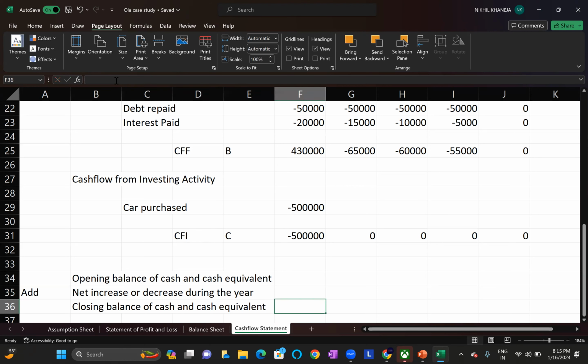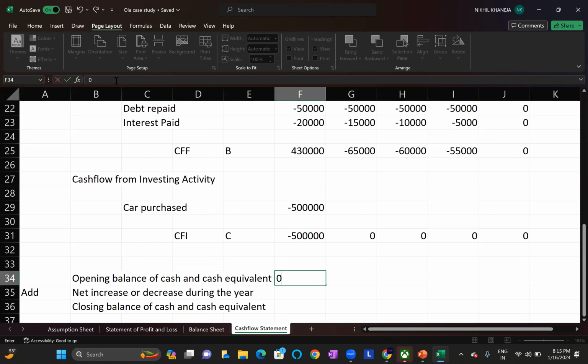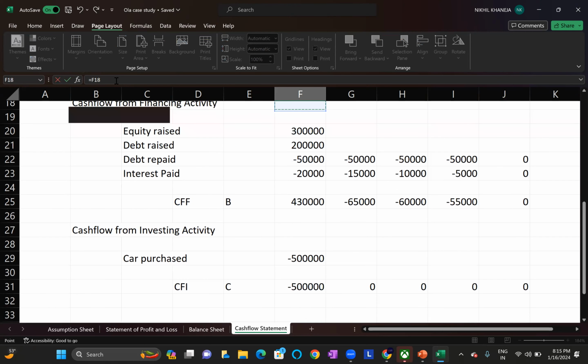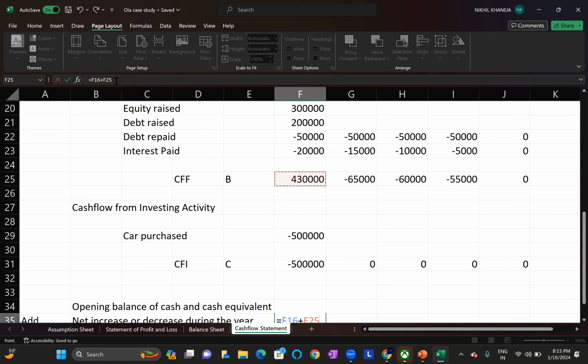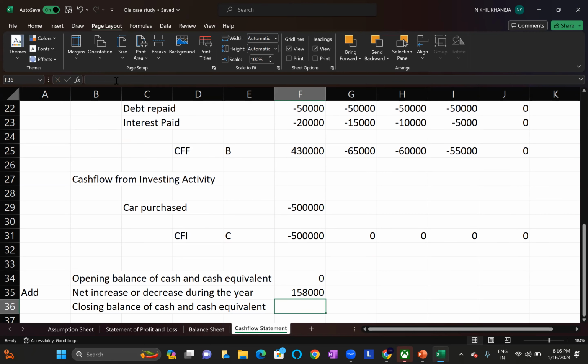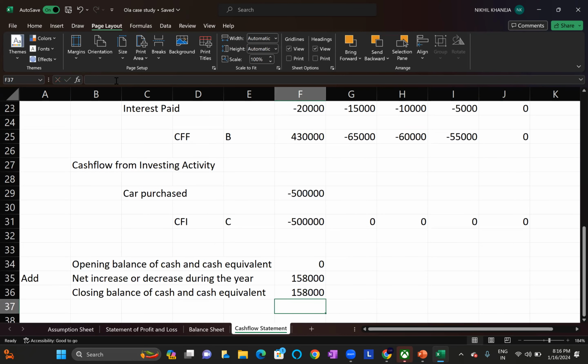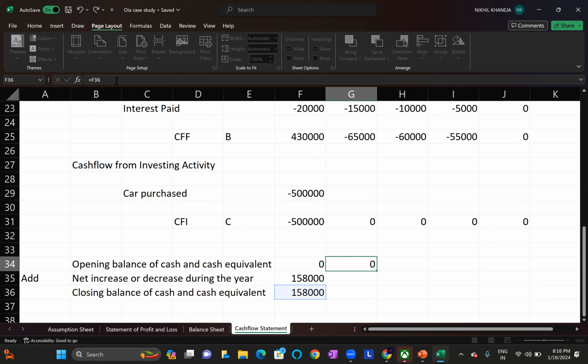So what is the opening balance? Obviously, we just started business in the first year, it was nil. Net increase or decrease, we will just sum up these three activities A, B, and C. So I will start from the A, A plus B plus C. So this is my net increase or decrease during the year. Closing is nothing but opening plus net increase or decrease during the year. Then next year opening will be previous year closing.